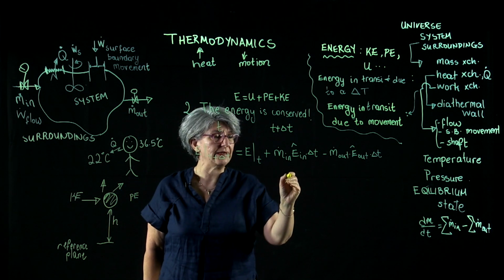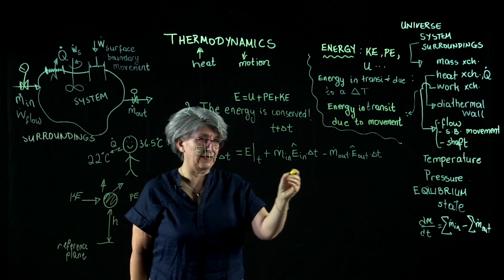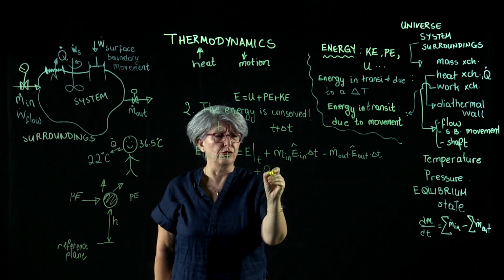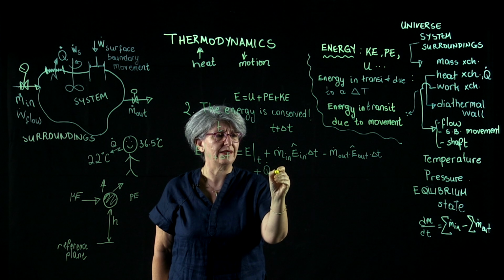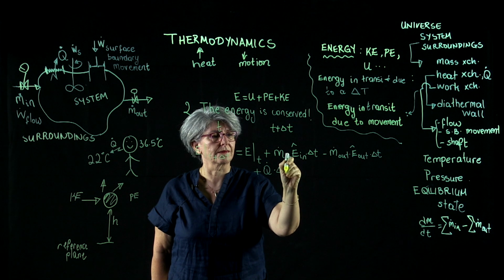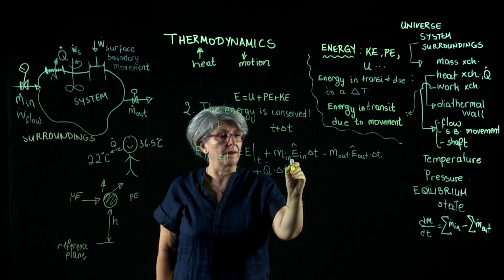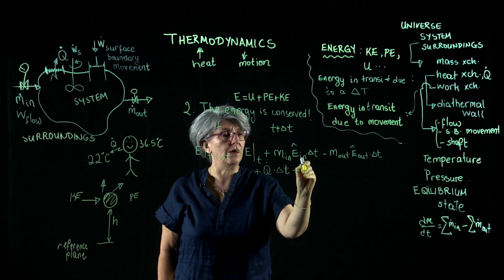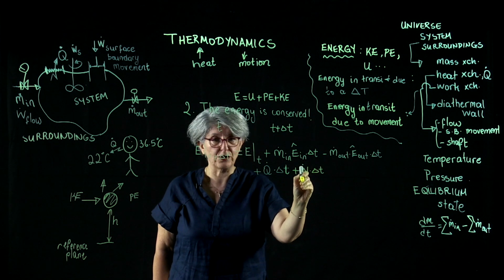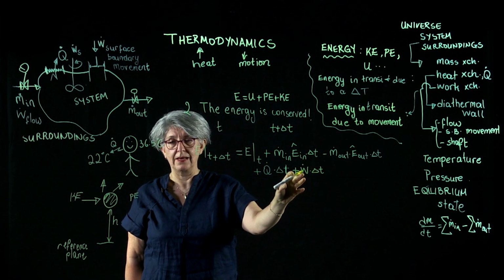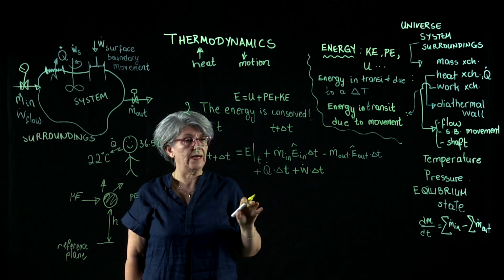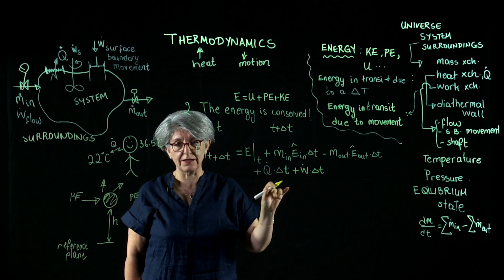So I'm going to write plus Q dot times delta T plus work dot times delta T, and this work term is going to contain flow work, surface boundary movement, and the shaft work.